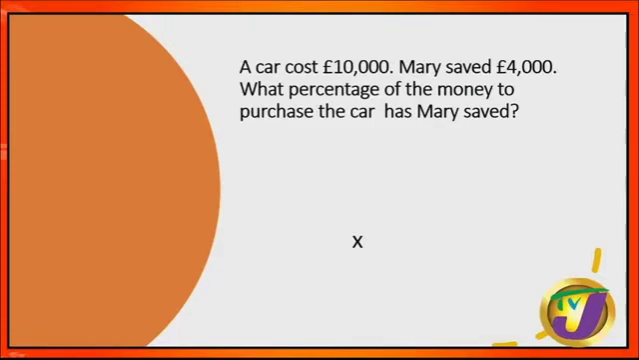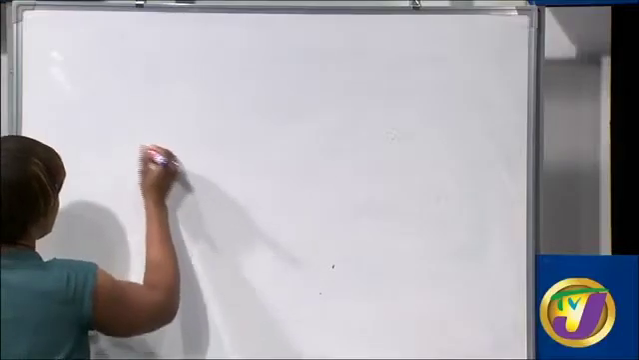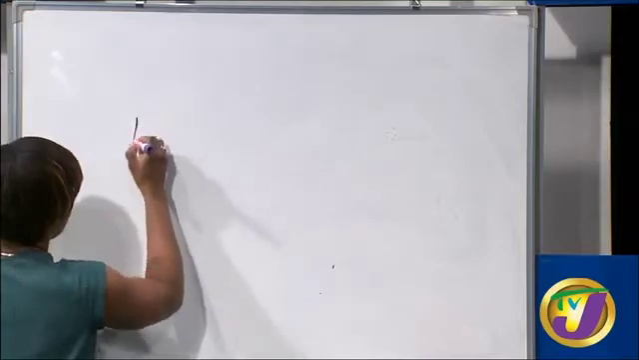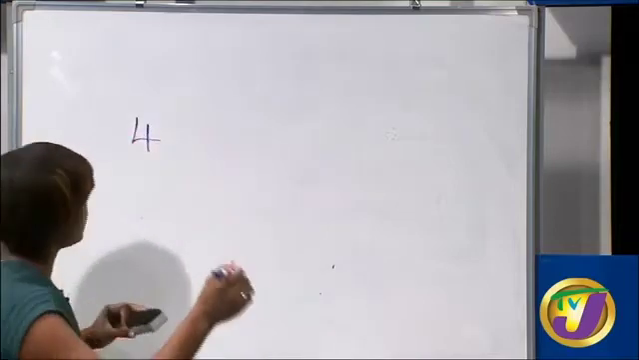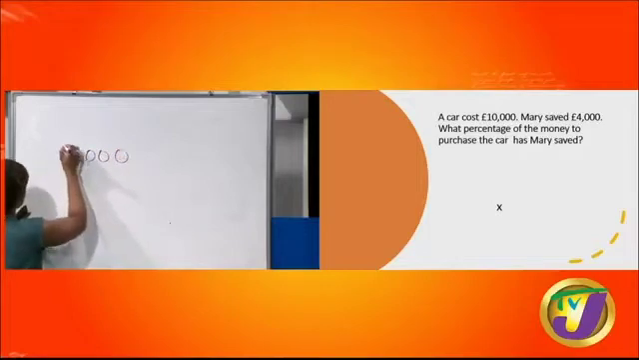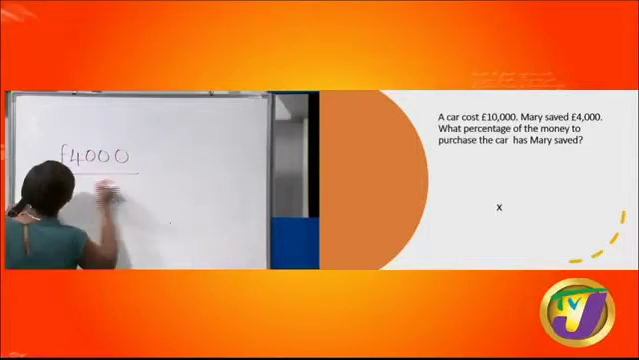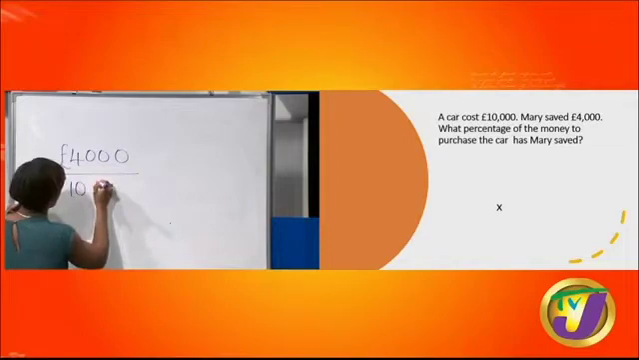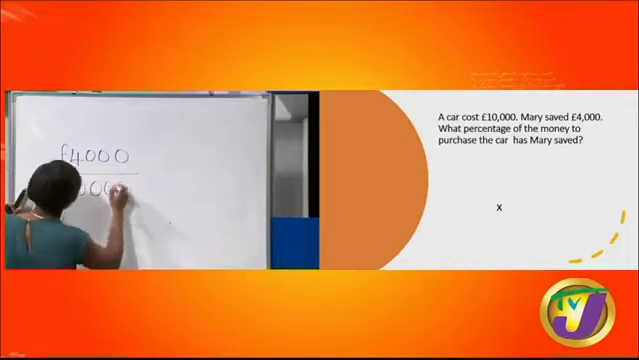A car costs £10,000. Mary saved £4,000. What percentage of the money to purchase the car has Mary saved? Let's look at that on the board. So Mary has how much out of the money? Brittany, she managed to save what? £4,000. All right. The car costs £10,000. So her total, her whole, would be £10,000.